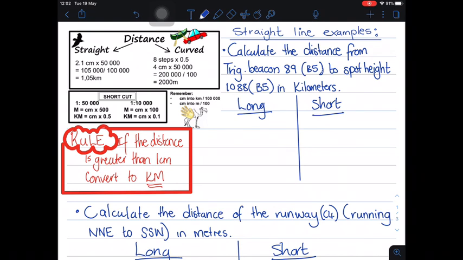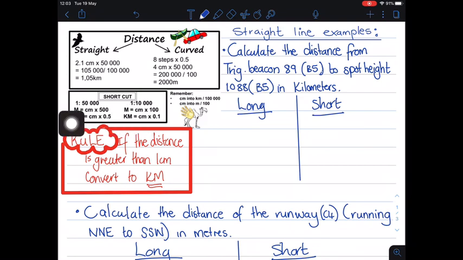There are two methods that one can use to work out distance. This is the longer method, where you times it by the scale and then convert it into either kilometers or meters, or you can just go straight into the shortcut. And for each of the worked examples, I will show you both methods, as it is important to understand the full long method in case you are not able to use the shortcut with the specific scale that you are given.